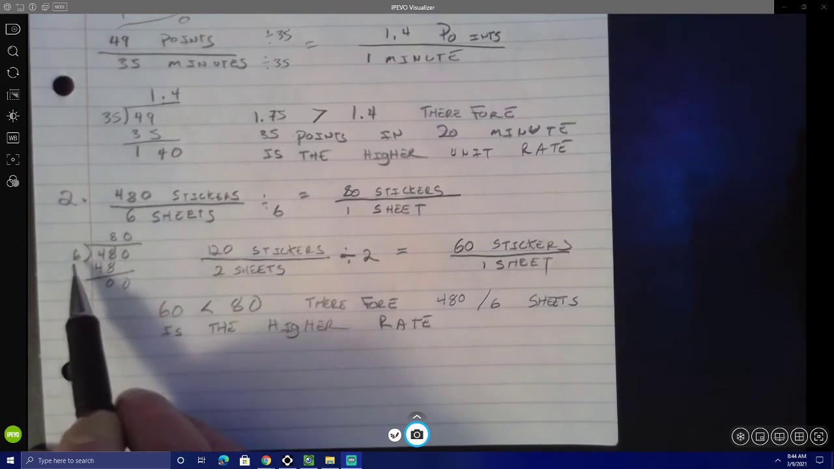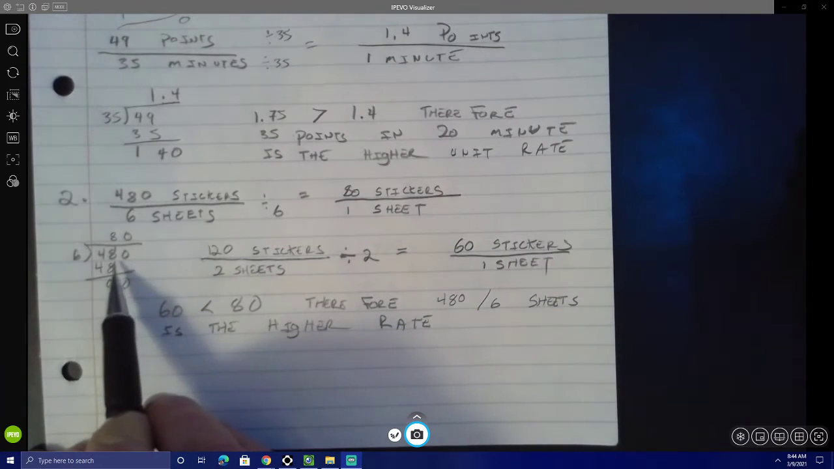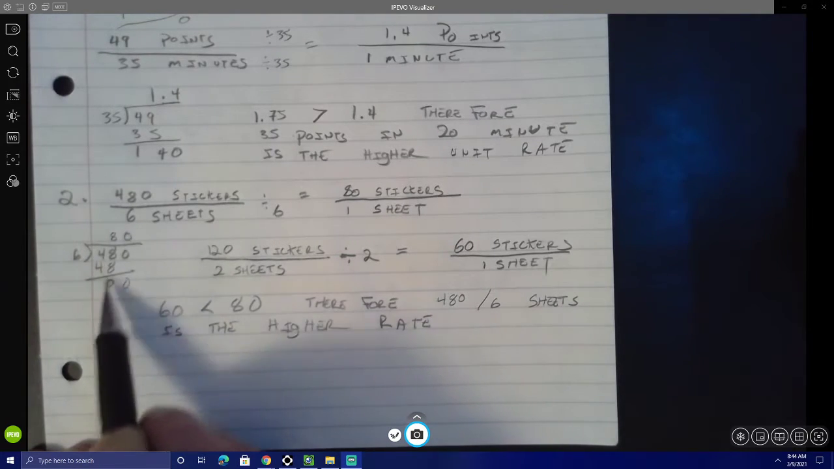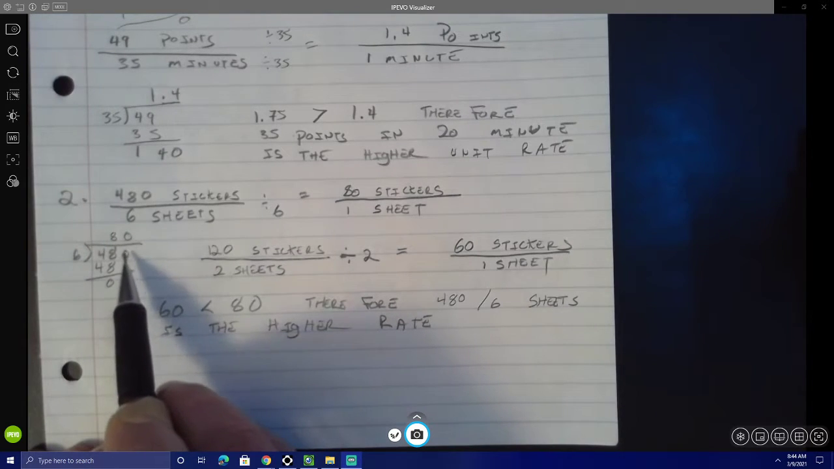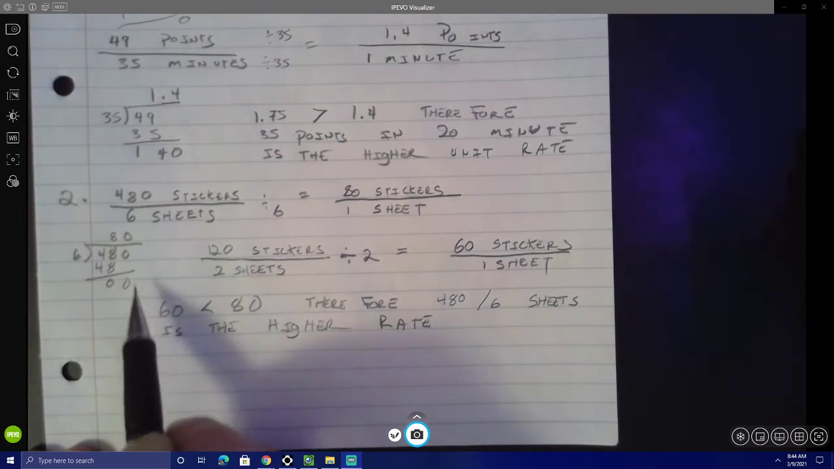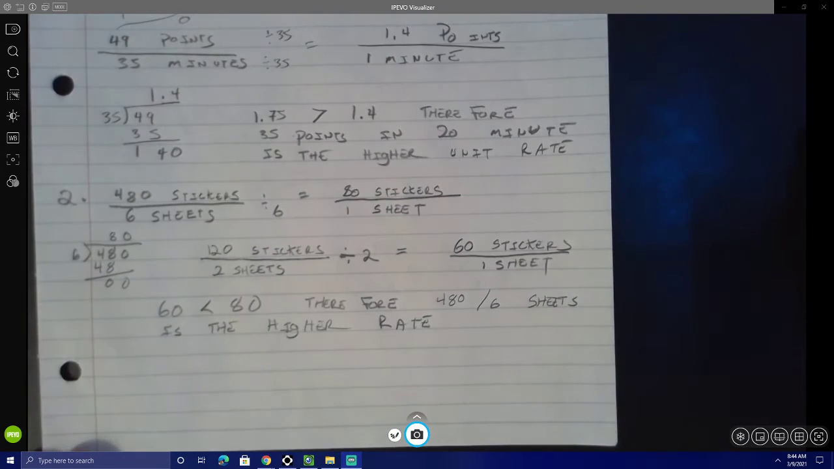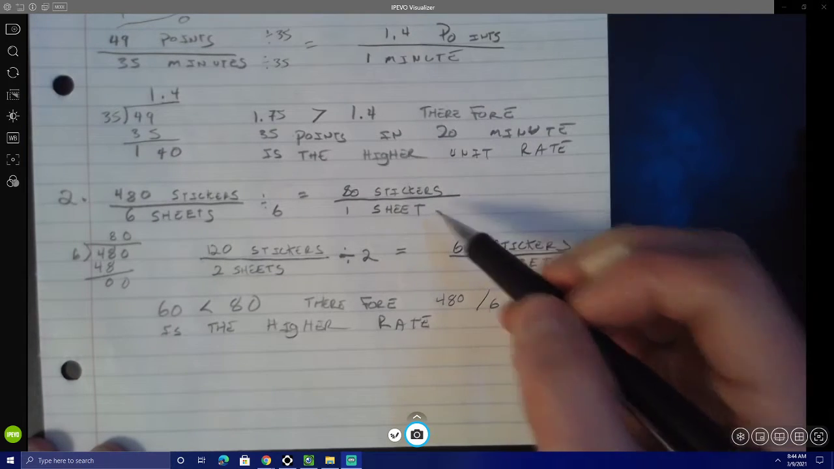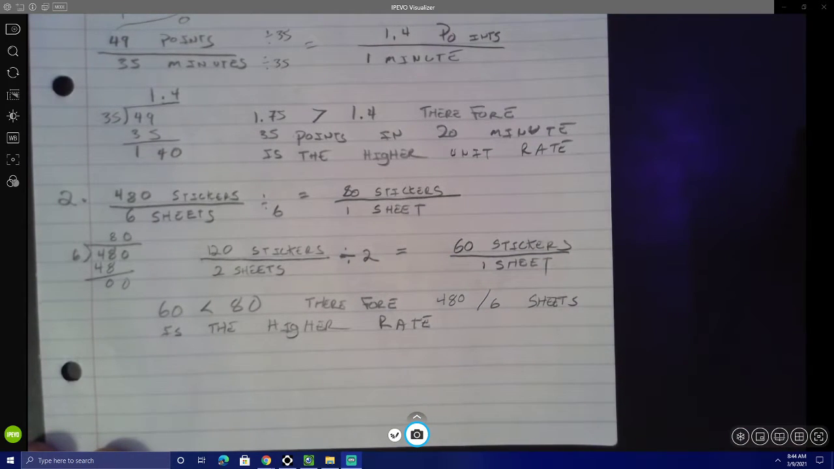And I know 480 divided by 6. I know 6 can go into 48 8 times, and that leaves a remainder of 0. And I bring down a 0, and I know 6 can go into that just 0 times. So I get 80 stickers for every 1 sheet for the first sticker unit rate.